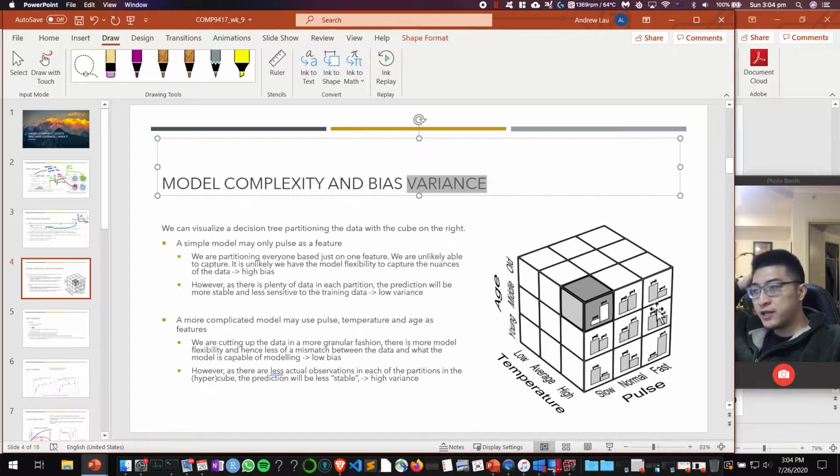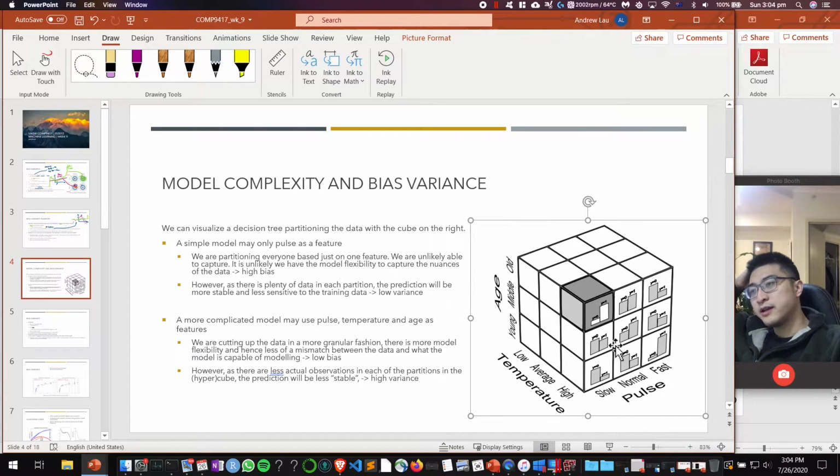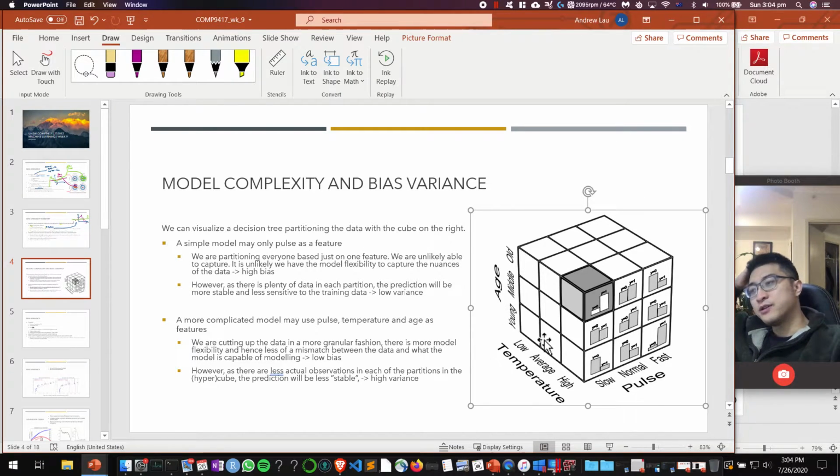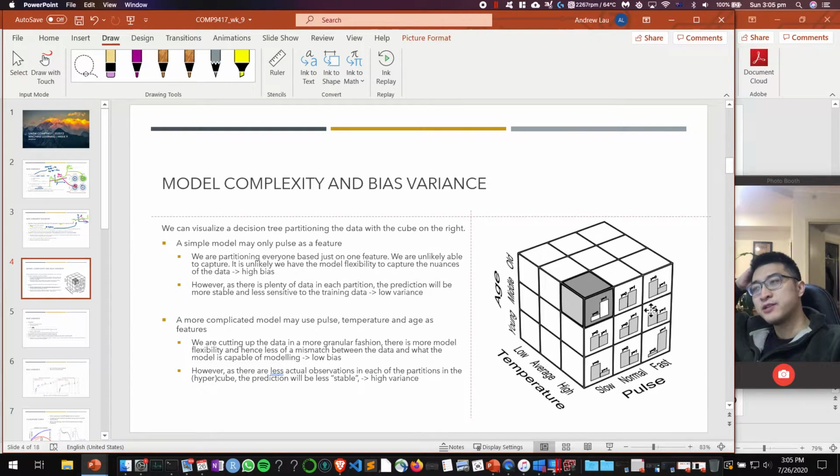We can visualize this by thinking about a decision tree. This is maybe the way the decision tree has cut the data, right? So maybe the first branch is pulse, the second branch is temperature, the third branch is age, and you just keep splitting it that way. A simple model may only use pulse as a feature. In other words, it'll be very simple.